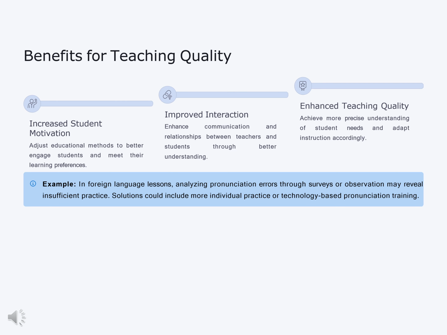The pedagogical benefits of systematic analysis are especially visible in three areas. First, it can increase student motivation by helping the teacher adapt methods to learner needs and preferences. Second, it improves interaction by strengthening understanding between teacher and students. Third, it enhances the overall quality of teaching through more accurate knowledge of student difficulties and more appropriate instructional adjustment.